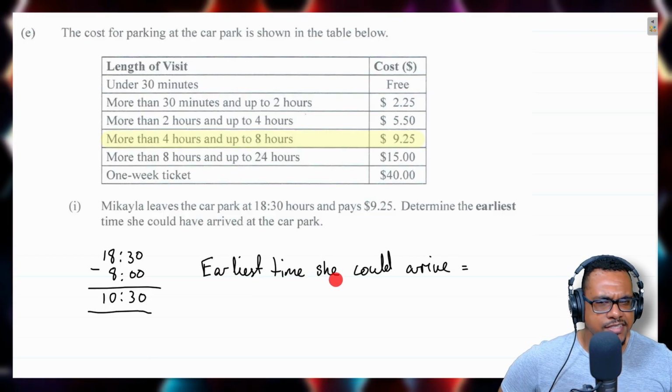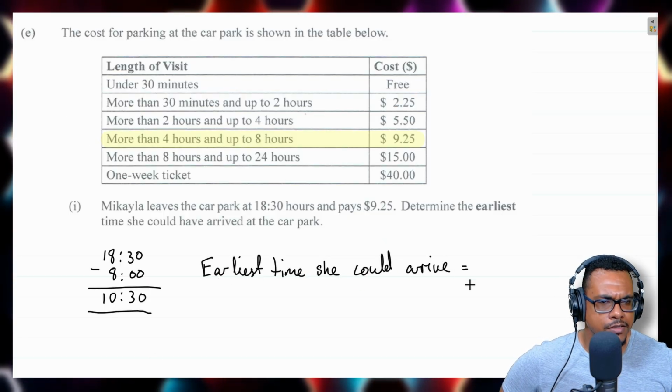So I have the earliest time she could arrive would be 10:30 hours.